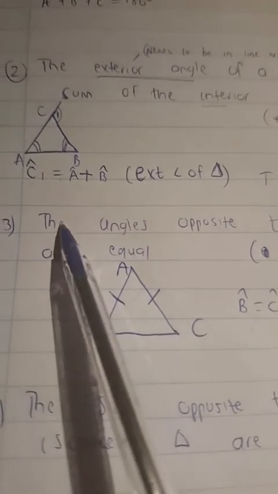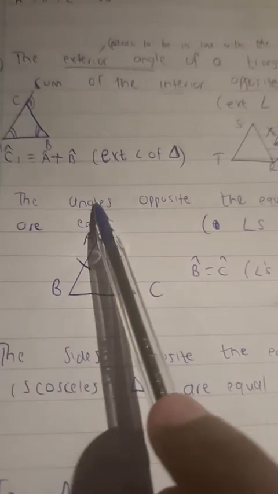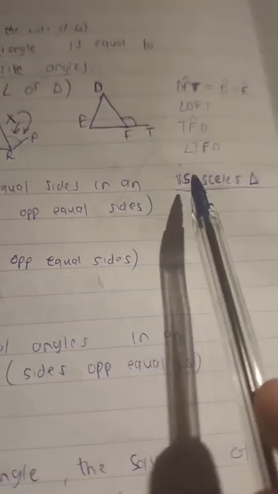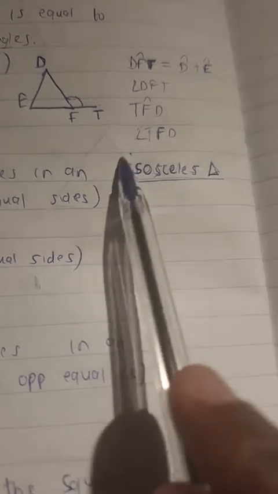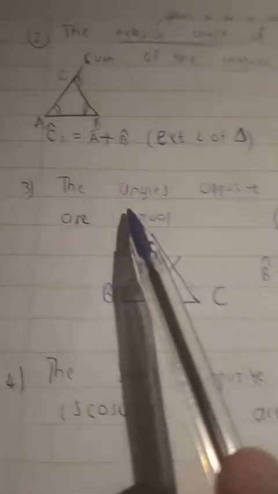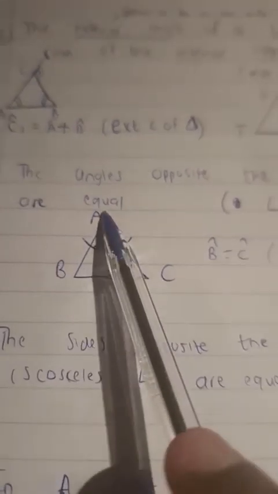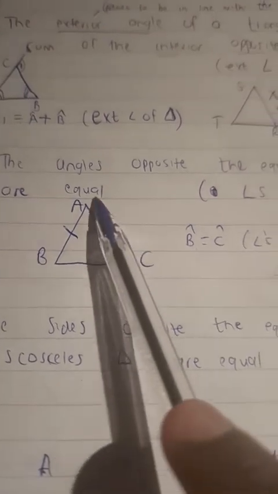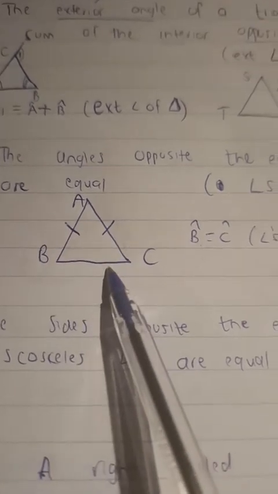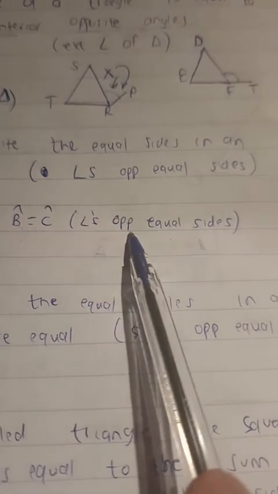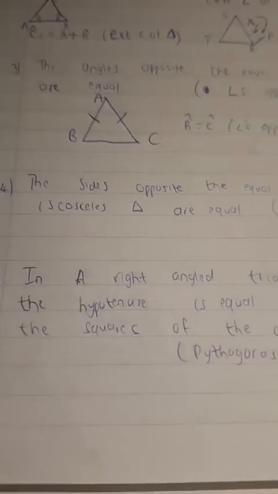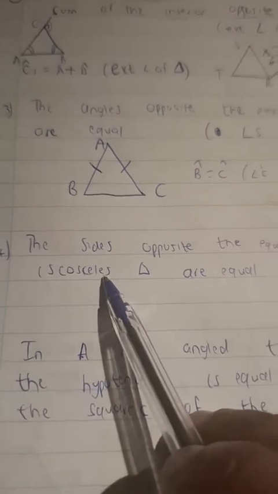So I want to read the statement again. The angles opposite the equal sides in an isosceles triangle are equal. An isosceles triangle is a triangle that has two sides that are equal. So you can see AB is opposite angle C, whereas side AC is opposite angle B. So that's why we say angle B is equal to angle C. The reason is angles opposite equal sides. I think that's pretty straightforward. It needs no further explanation. I'm going to move on to the next statement.